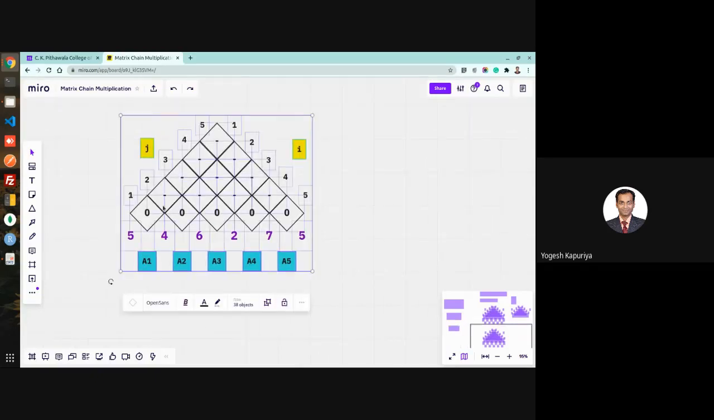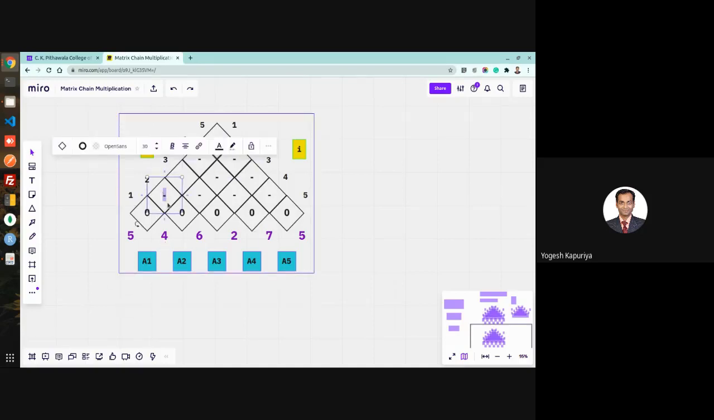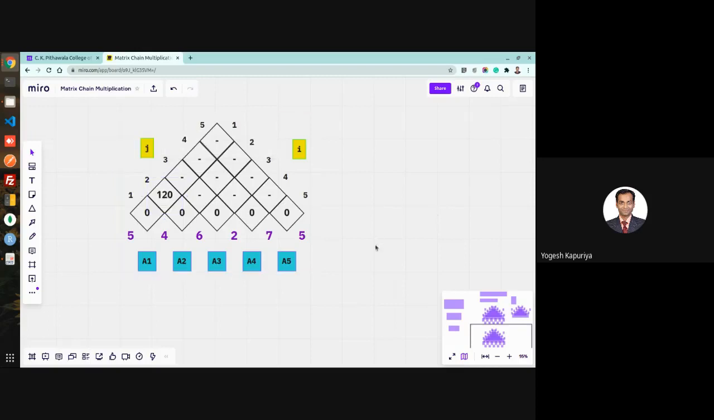Okay. Now let us put the value 5 cross 4 and 4 cross 6. So 5 into 4 into 6. The number of multiplications will be 5 into 4 into 6. So 5 into 4 is 20, into 6 is 120. So this will be 120.